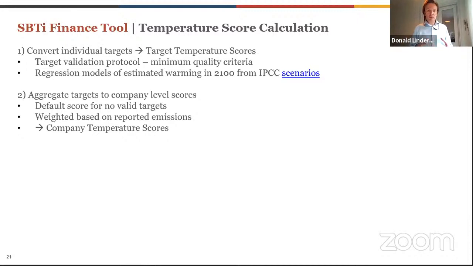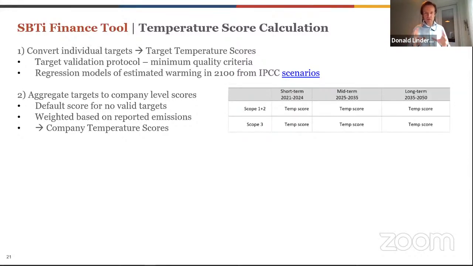And then we aggregate, because companies can set a number of different targets on different timeframes and scopes and such. So we need to aggregate those up to an overall company level target, which is what we do in step 2. And we also then apply a default target. So if there is a target out of this matrix of targets that you see here that this company hasn't set, for example, they haven't set a short-term scope 3 target, that's then going to be a default score. That default score is by default 3.2 degrees currently.